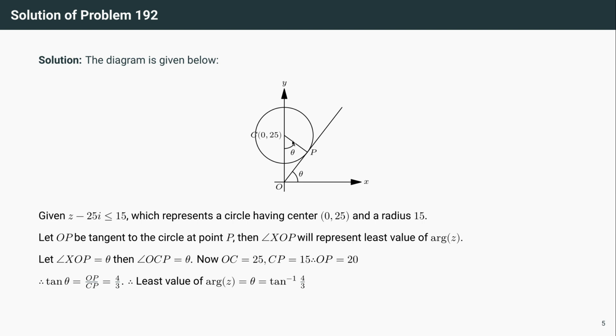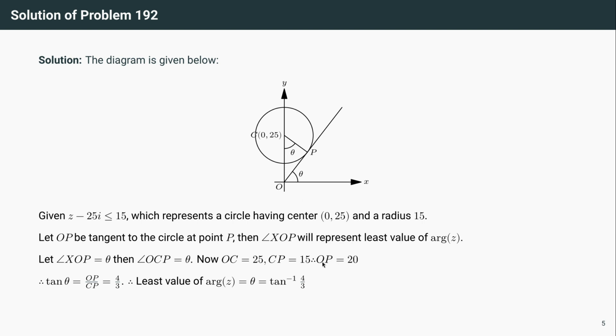Now since this is a tangent, CP is perpendicular. So this angle is 90 degrees and this is 90 degrees minus theta. So this will automatically become theta. Now we have that its position is 0, 25. So CO will be 25. And the radius is 15, that is CP is 15. So OP will be square root of 25 squared minus 15 squared, that is 20.